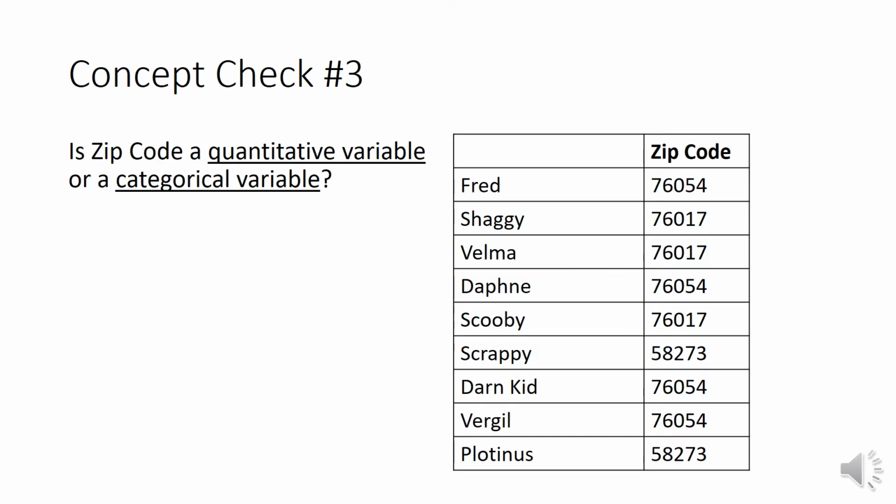All right, let's look at one more concept check. Let's say that I'm in a mall, and I'm just walking up to random people, writing down their name and what their zip code is. Now the question is, is zip code a quantitative variable or a categorical variable? All right. So go ahead and pause, think about it, and when you're done, unpause, and we will discuss.